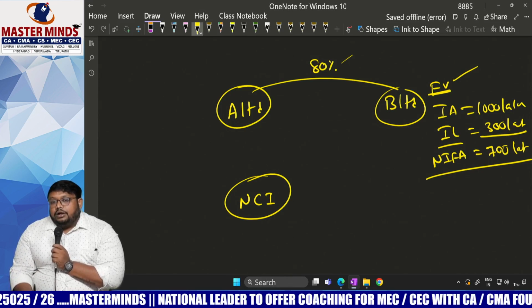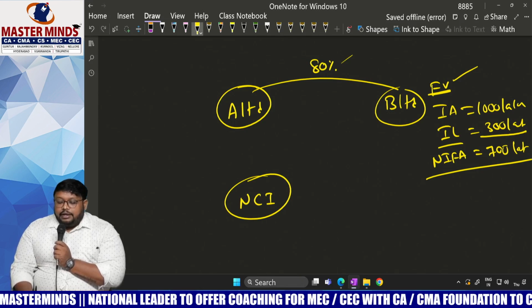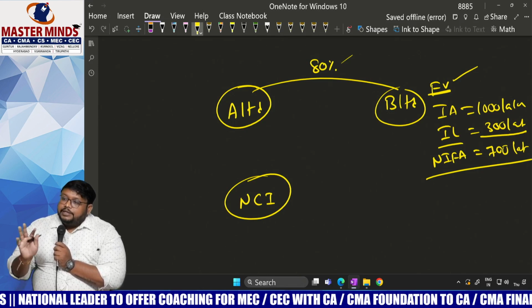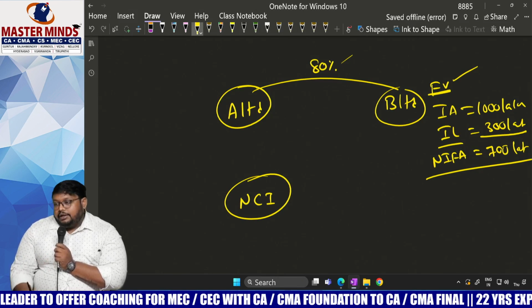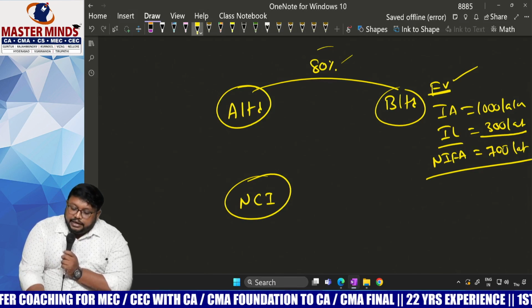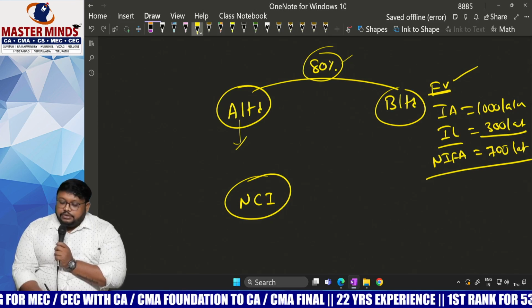20% is non-controlling interest, which is not under the control of A Limited. If A Limited purchased 60% of stakes, 40% will be the non-controlling interest, which is not under the control of A Limited. In such condition, how can you identify? He is acquiring 80% of stakes. We have to do accounting in the books of A Limited. So then how to identify?